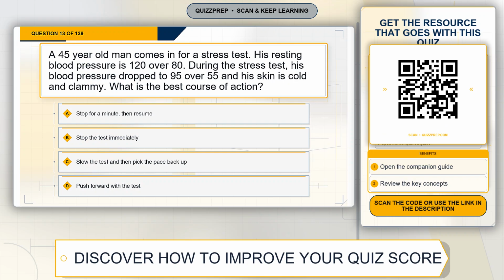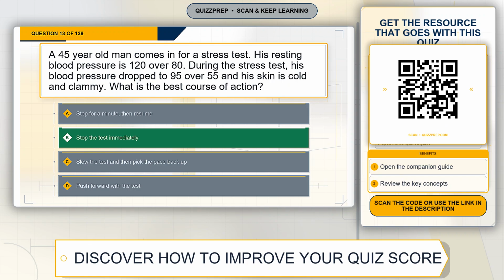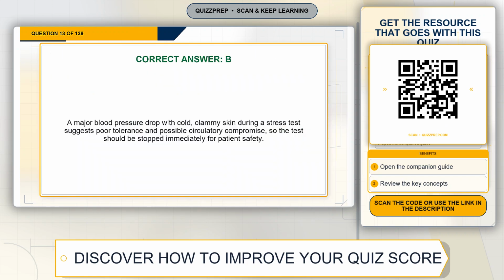Option A, stop for a minute, then resume. Option B, stop the test immediately. Option C, slow the test and then pick the pace back up. Option D, push forward with the test. The correct answer is option B, stop the test immediately. Explanation. A major blood pressure drop with cold, clammy skin during a stress test suggests poor tolerance and possible circulatory compromise, so the test should be stopped immediately for patient safety.